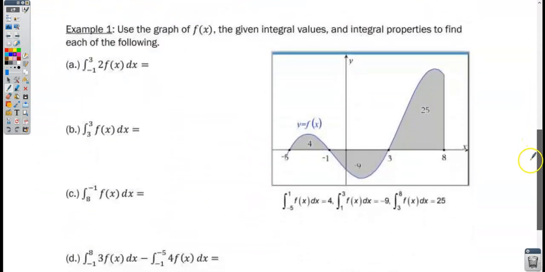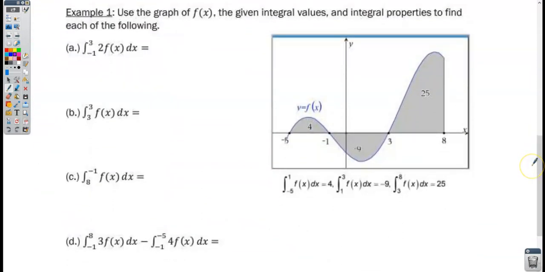All right, let's go ahead and do some examples related to these properties. What we have is a graph of f of x with some integral values. The integral from -5 to -1 of f of x is equal to 4. The integral from -1 to 3 of f of x is -9. And the integral from 3 to 8 of f of x is 25.